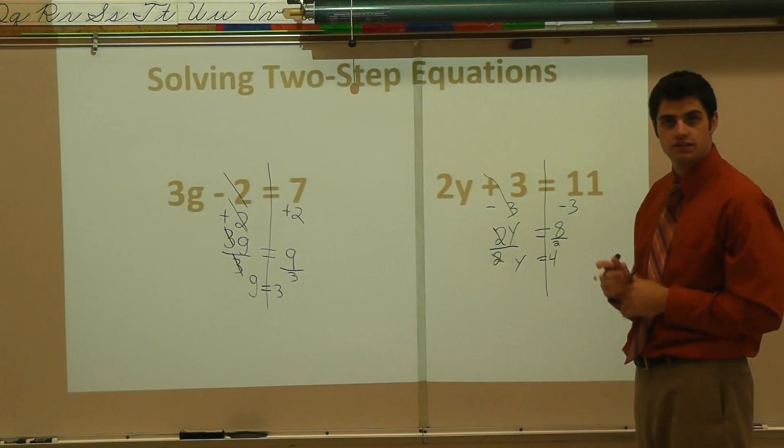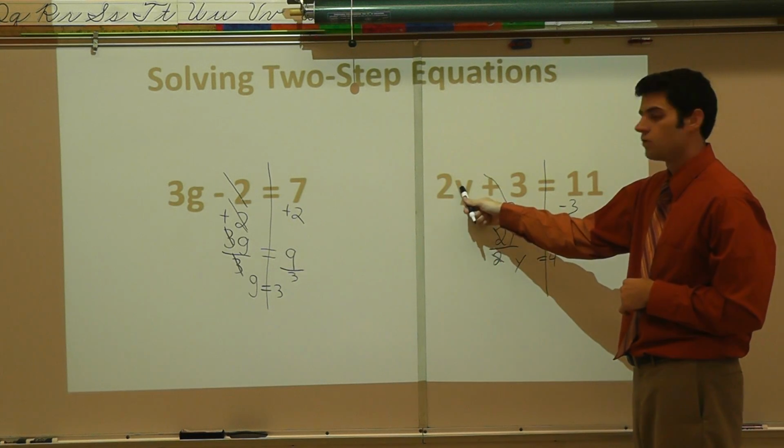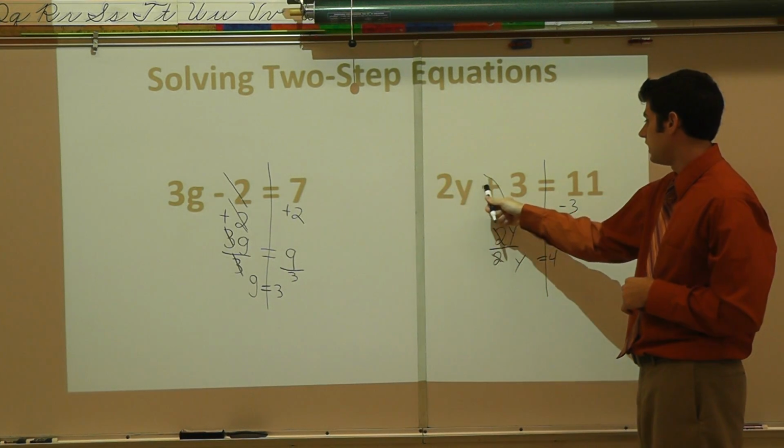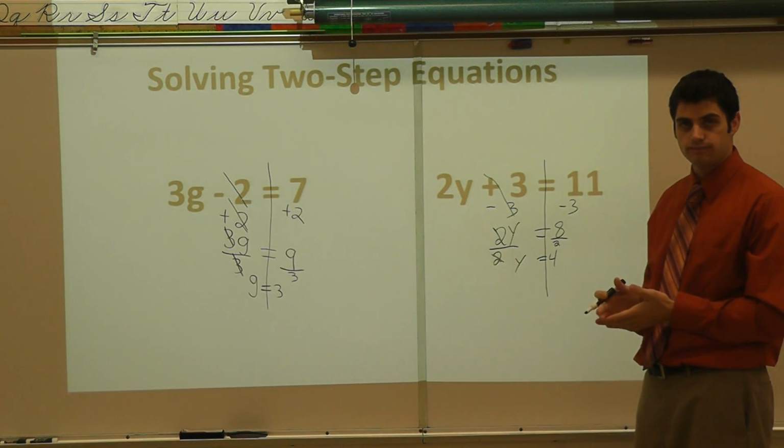Again, let's plug it back in to see if this works. If I think that y is 4, 2 times 4 would become 8. 8 plus 3 would become 11. I know that I've done this problem correctly.